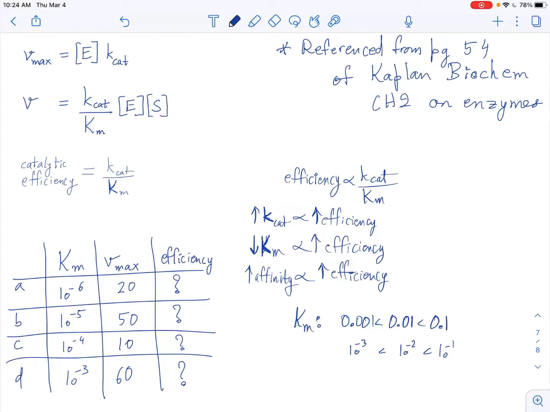Okay, let's take a look at how to approach questions around enzyme efficiency for the MCAT. So first of all, there are a few equations that we have to have on top of our mind for the exam, such as Vmax is equal to the enzyme concentration times Kcat.